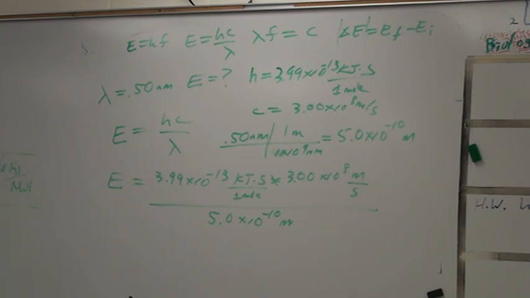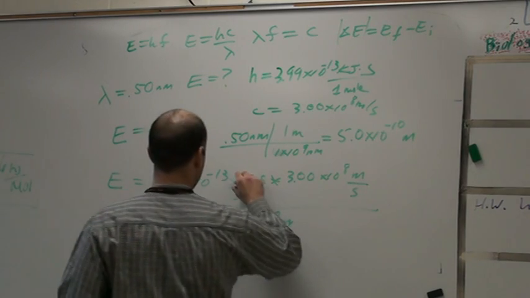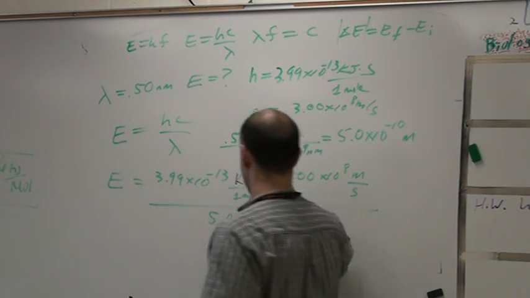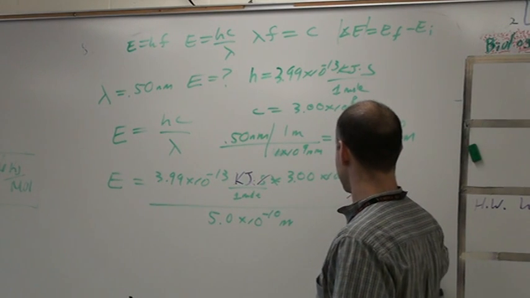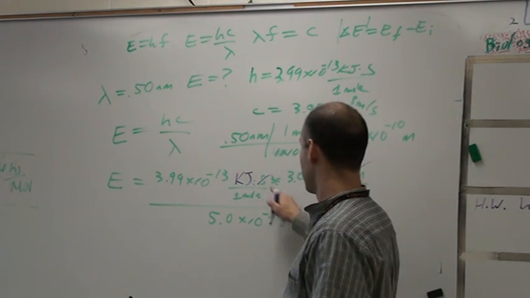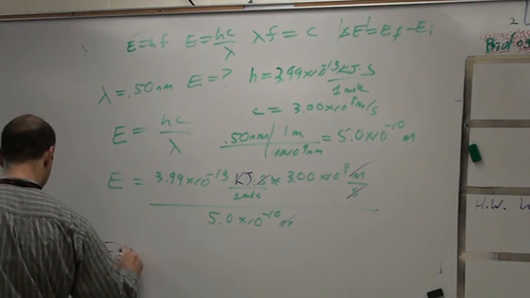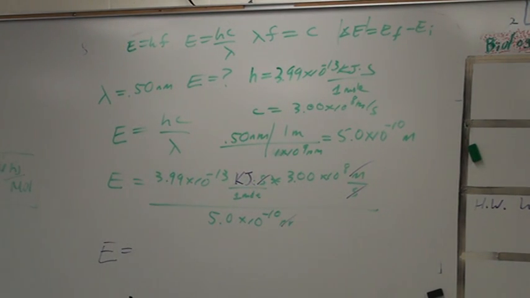And now we can do our canceling. Nope, that doesn't cancel. We need the kilojoules. Seconds cancels with seconds, meters cancels with meters. We're left with kilojoules per mole. When we plug that into the calculator, we get an answer of 2.4 times 10 to the 5th.